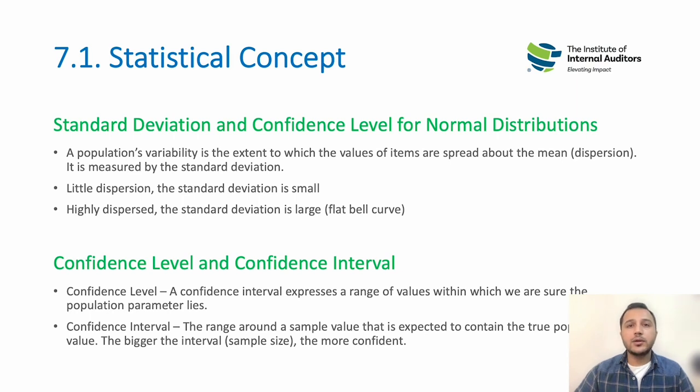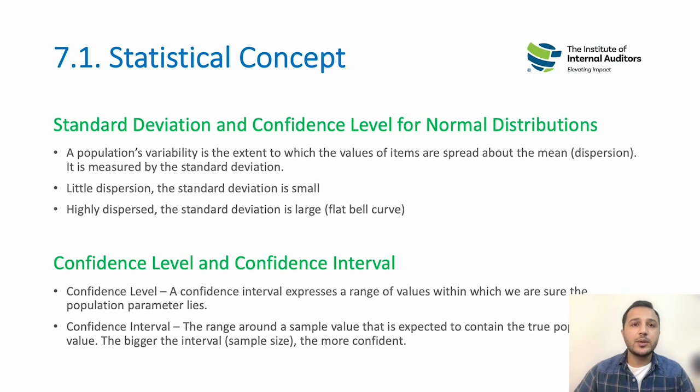However, if the bell curve is flat, which means that the data is dispersed, even if it is a normal distribution, then we have to increase our sample size in order to get a better representation of the entire population. Confidence level and confidence interval, these are the concepts. Confidence level tells us the parameters within which we believe that the population parameter lies.